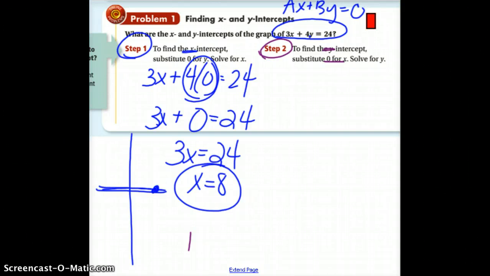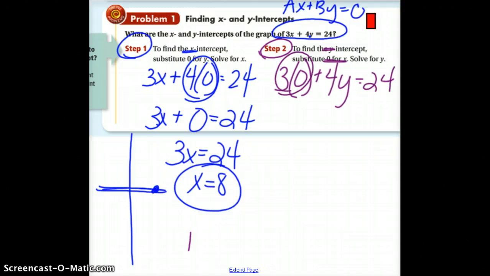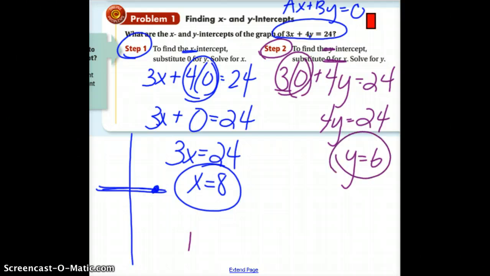All right, step 2, finding the y-intercept. Now I'm going to put 0 in for x. So here's my equation, 3 times x, which I'm making 0, plus 4 times y is 24. This doesn't equal anything. I'm left with just the y portion. Divide by 4 on both sides, y is 6. That's my y-intercept. So I go back to my graph, I'm going to go up 6. I have 2 points that I can now connect and make a line. Now they didn't ask us to graph, but we found our x and y-intercepts.